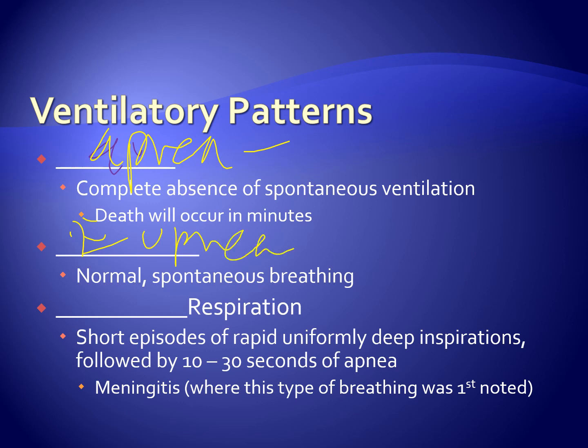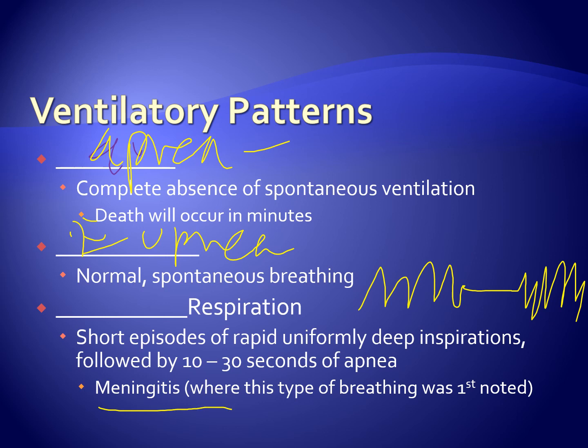E-U-P-N-E-A, eupnea, so normal. There's a type of respiration with short episodes of rapid deep breathing and then nothing, and then again rapid deep breathing and then nothing. So rapid, uniformly deep breaths followed by 10 to 30 seconds of apnea. This can happen in meningitis, and this is called Biot's, B-I-O-T-S. This can happen in brain disorders and neurodysfunction. This is where it was first noted, but we've also seen this in other types of patients.